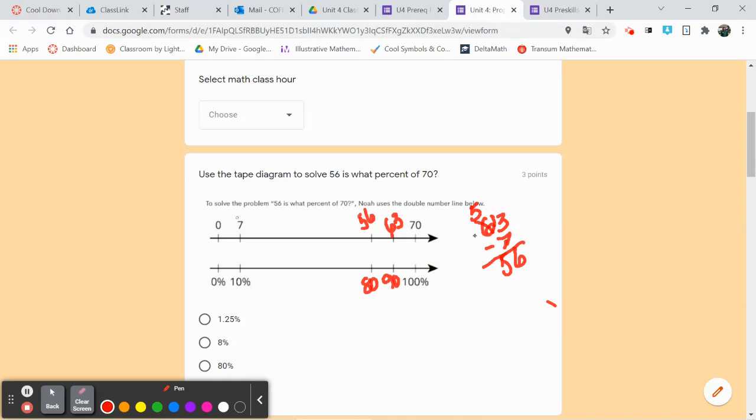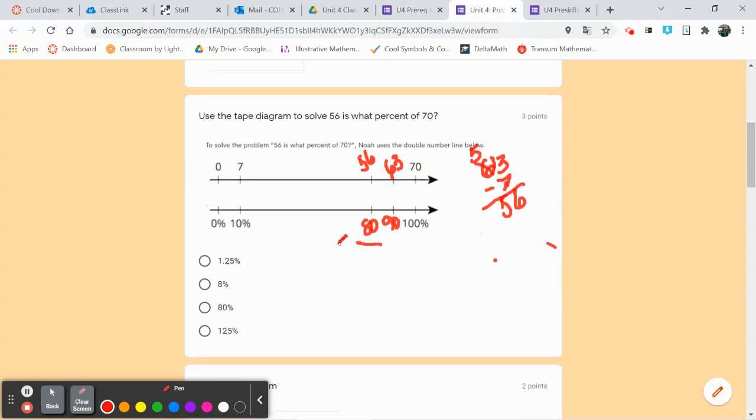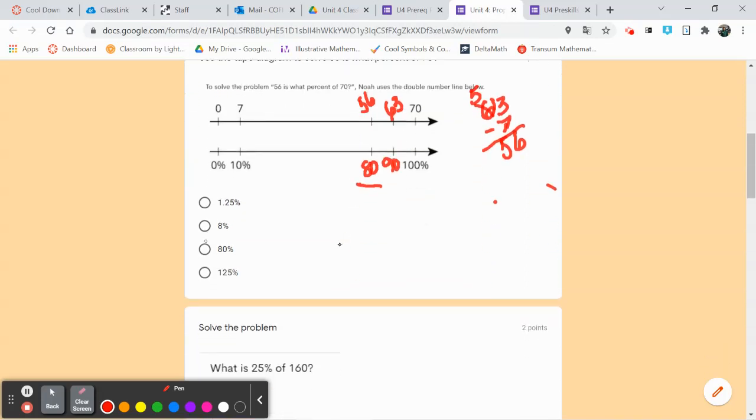It says to solve the problem, 56 is what percent of 70? Noah uses the double number line below. There it is. This is my percent. 56 is 80% of 70. So that's where we're going to go down and select 80%. So if you were stuck on this problem, that's the way to do it.